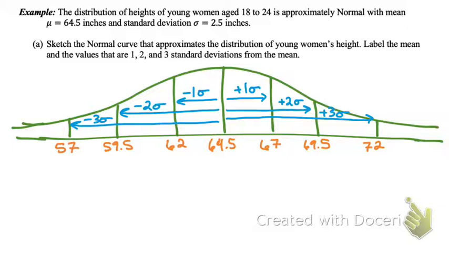All right, we're going to mark some more things. Here we go. What percent of young women age 18 to 24 are between 62 and 67 inches tall? There is 68% of our data within 1 standard deviation. How'd you do that, bro? Because of the 68, 95, 99.7 rule that we just talked about. Wait, hold on.